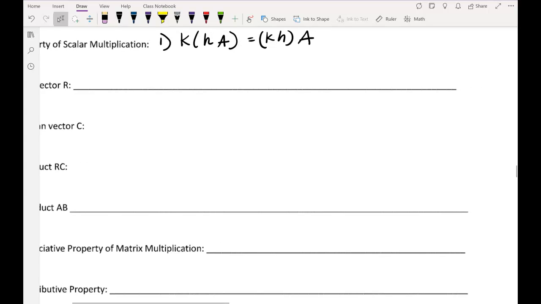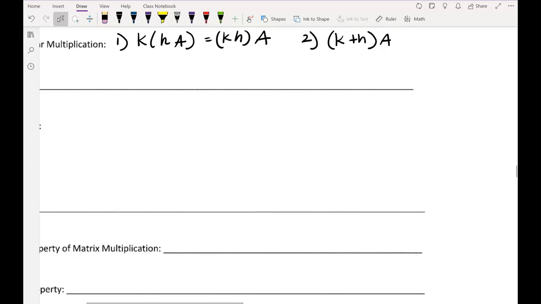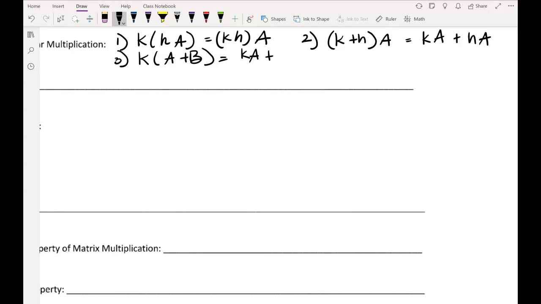Now, property number 2, if we were to do scalar H plus scalar K first and then multiply to A, that is the same thing as if we were to distribute the scalars and then add the matrices. And we have one more. If we have K times the quantity matrix A plus matrix B, that would be the same thing as if we were to take the scalar K times matrix A and then add scalar K times matrix B.